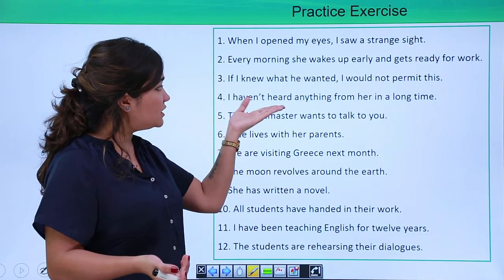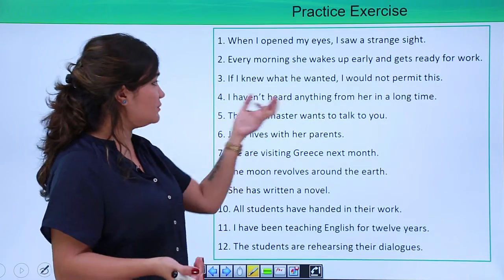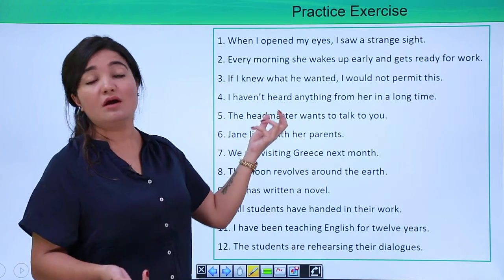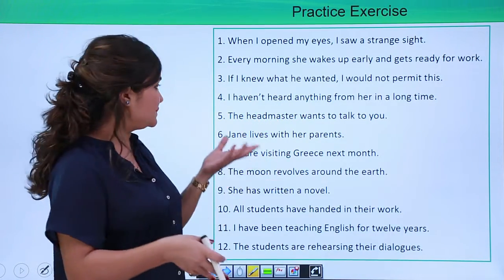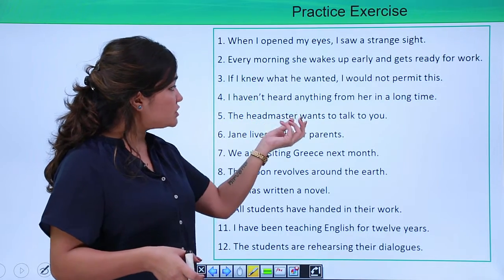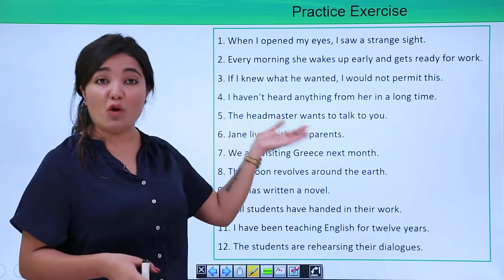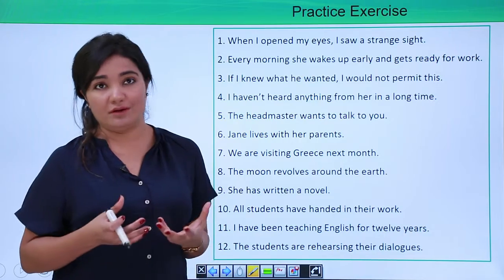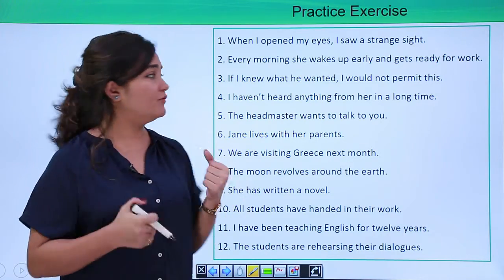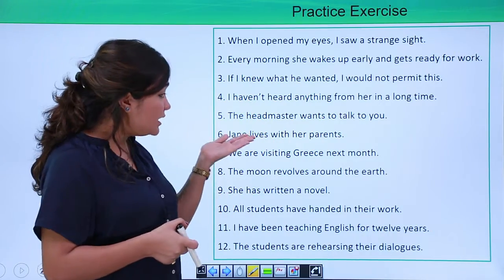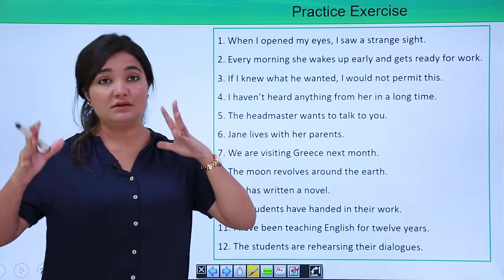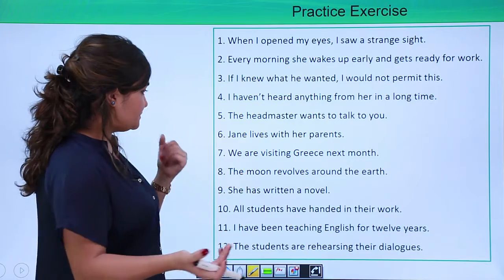I haven't heard anything from her in a long time. So haven't heard, here heard is again telling you about the time of action. The headmaster wants to talk to you. Here again wants is a form of a verb that is telling you about the time frame as well. Jane lives with her parents. Here lives is again the tense form of a verb.